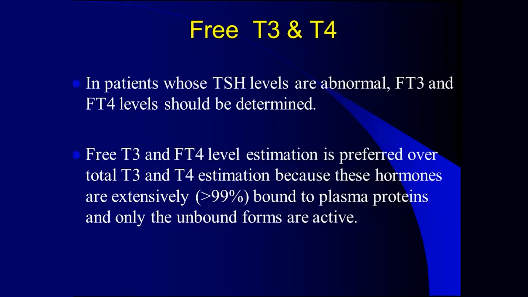When do we do FT3 and FT4? When you find TSH levels are abnormal, we usually do FT3 and FT4 determination, although FT4 alone can suffice. FT3 and FT4 levels are preferred over total T3 and T4 because, just as I said earlier, these hormones are more than 99% bound to plasma proteins, and the active forms are only the free T3 and T4, and they are going to give us a better indicator of actual physiological hypo or hyperthyroidism. Sometimes in conditions where the binding proteins increase, like thyroid binding globulin increase in pregnancy, you can have a falsely elevated total T3 and T4, but a totally normal functioning FT3 and FT4.